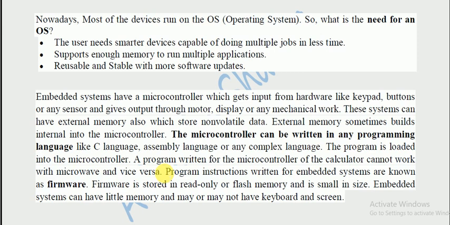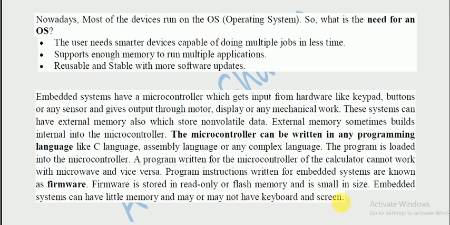So the program that is written for the embedded system is called firmware, whereas the program that is written for general purpose devices is called software. Firmware is stored in read-only or flash memory and is small in size. An embedded system can have little memory and may or may not have a keyboard and screen.